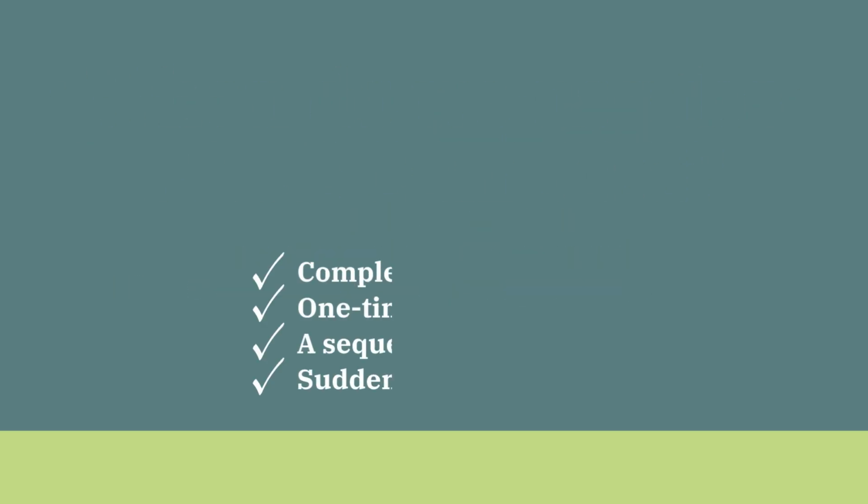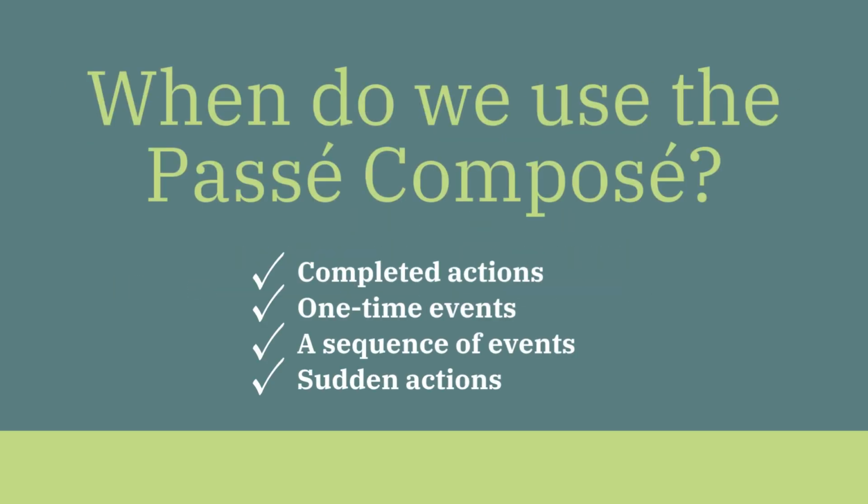Just like in English, there are different ways to form the past tense. The passé composé is used for completed actions, one-time events, a sequence of events, and sudden actions. For example, j'ai appris le français, which means I learned French, talks about a completed action. Hier, il a plu translates to yesterday it rained. It was a one-time event that occurred at a specific time.